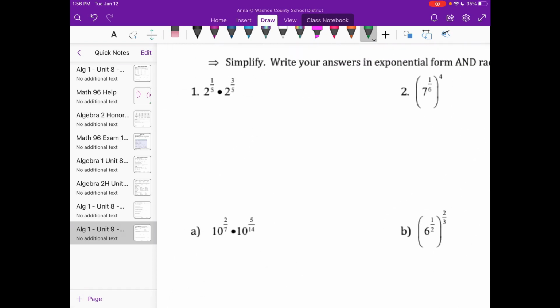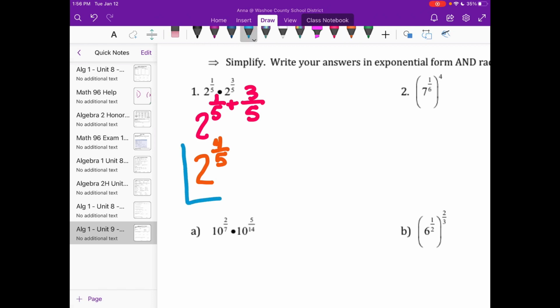For number 1, we have two numbers that have a base of 2, and they're being multiplied. So when something looks like this, I know that my exponent rule is I add those exponents together. So I'm going to rewrite the base, 2, and then the exponent 1/5 plus my other exponent, 3/5. I am going to check if I have common denominators on my fractions. And I do, I have 5s. So we can go ahead and add those tops together. 1 plus 3 is 4. So 2 to the 4/5.